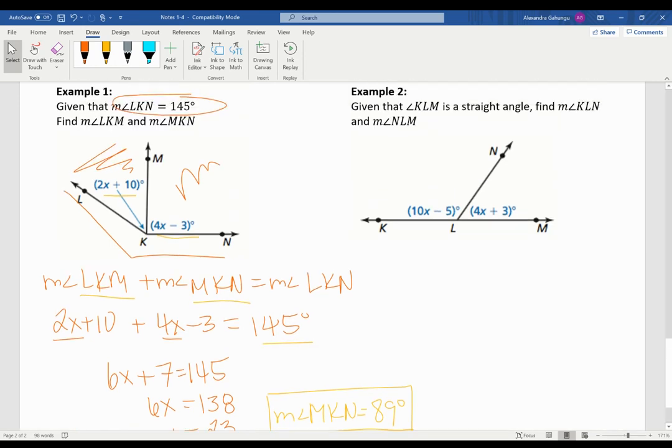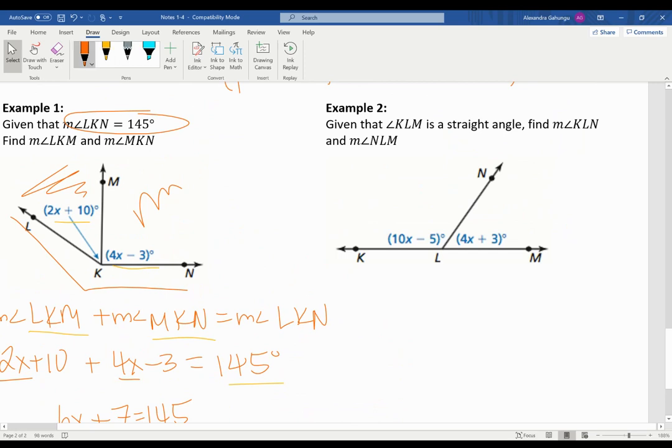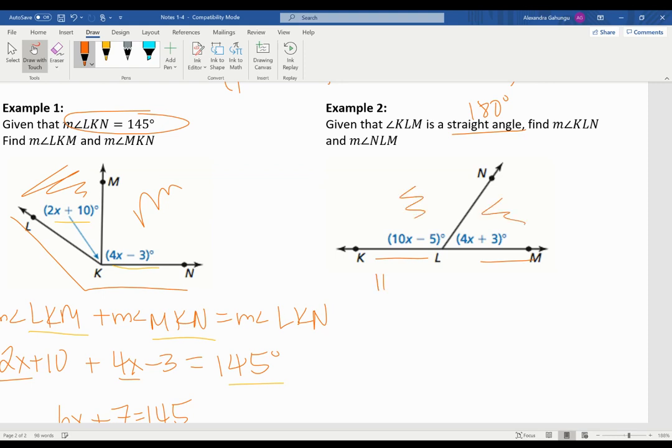Now we're just going to get to this next example. Same idea. We are using our angle addition postulate, which basically tells me part plus part will equal the whole. And we're given that angle KLM is a straight angle. That means 180 degrees. Find the measure of KLN and NLM. So these two. If it's a straight angle, it's the part plus the part should equal the whole, which is a straight angle. It's 180 degrees.